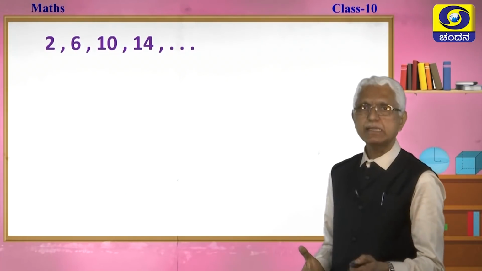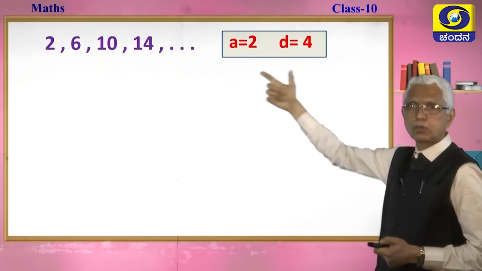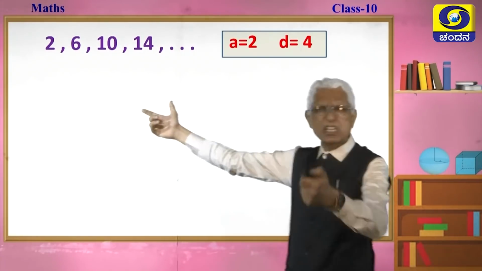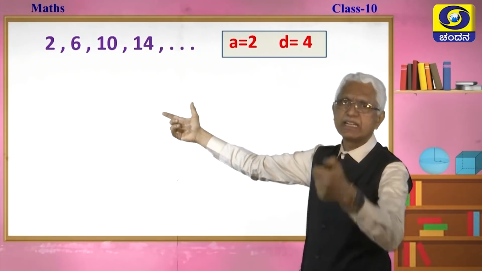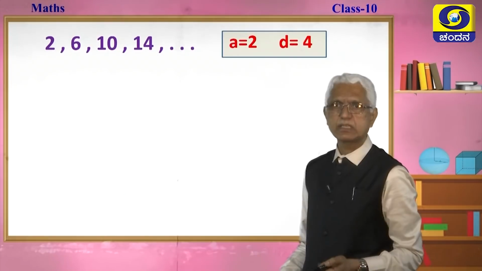done. Here I have given you an arithmetic progression 2, 6, 10, 14. This is just to identify the first term and the common difference. By now you will have done it. A is the first term and D is the common difference.